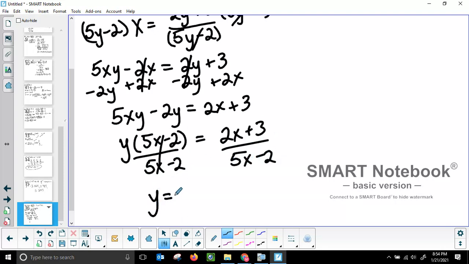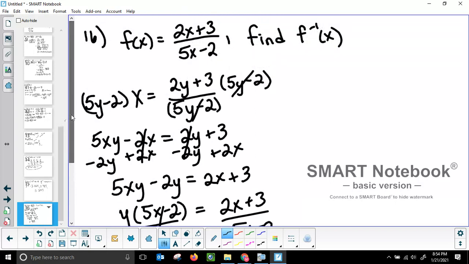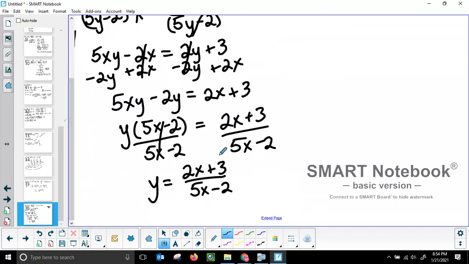Although a lot of you may be thinking that this was done incorrectly, because it is the exact same thing that we started with, that just means that this function is its own inverse, and that it is symmetric about the line y equals x. So it changes this to f inverse of x. And we are done with that one. Let's go to 17.